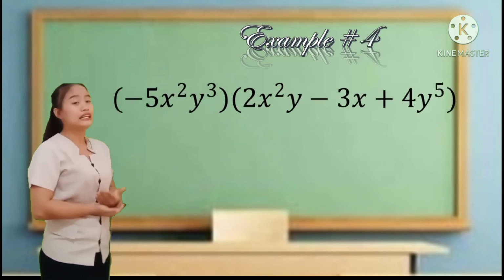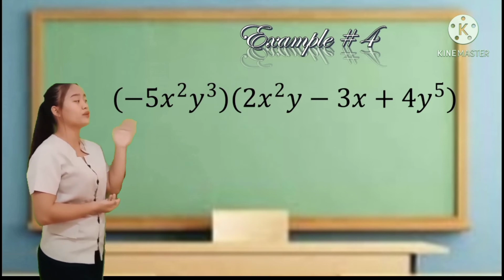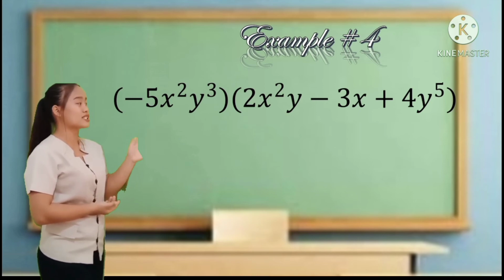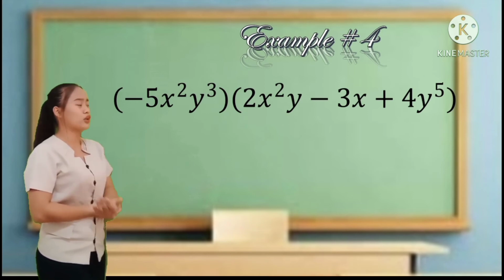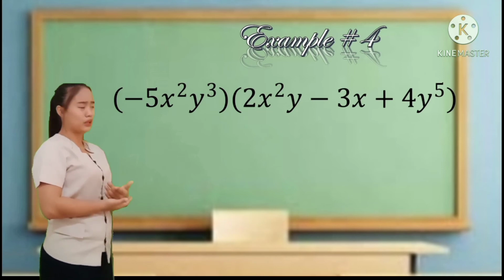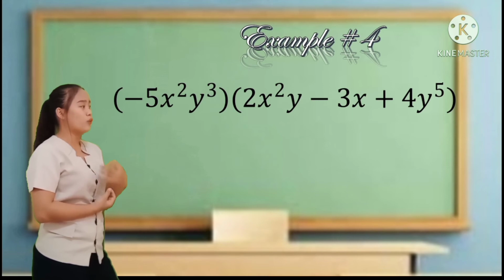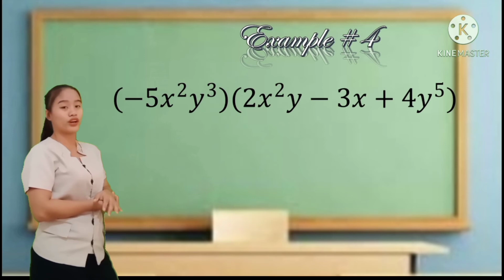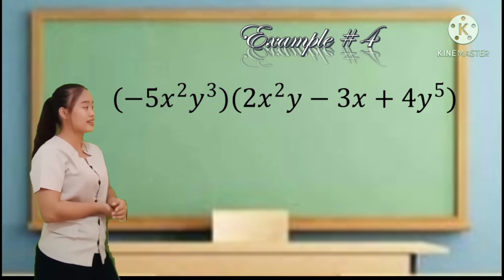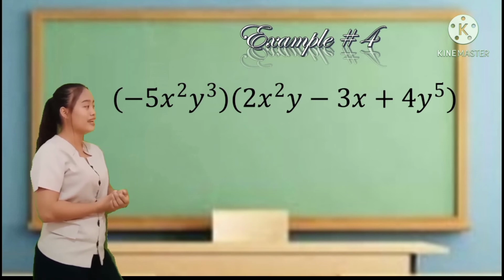We have negative 5x squared y cubed multiplied by 2x squared y minus 3x plus 4y raised to 5. Class, this is also an example of monomial to trinomial. So just distribute negative 5x squared y cubed to 2x squared y minus 3x plus 4y raised to 5. So we have negative 5x squared y cubed multiplied by 2x squared y.